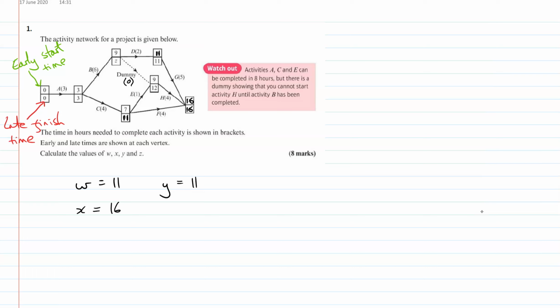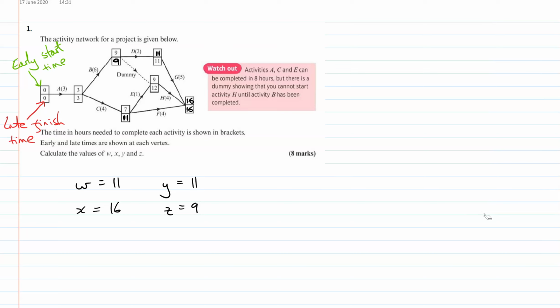Dummies count for 0 because they're not really there. So here to find out Z, we're going to do 11, the late finish, minus the duration, which is 9. And also we've got this activity at 12 minus 0, which is 12. So there are two activities coming out of this box with Z in it. We consider both of these, and we pick the smaller one, late finish time minus duration, which is 9. That's how it works. So our Z must be 9.